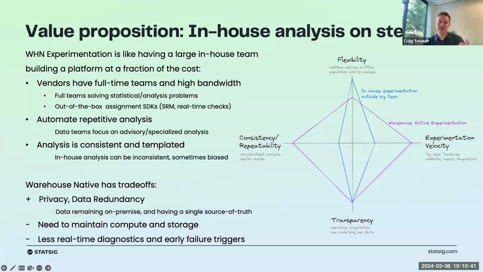In terms of the trade-offs, we've already mentioned privacy and data redundancy a little bit, but data remaining on-premise, not having to egress it, is really attractive for folks who have sensitive data or who, again, don't want to see any jitter, don't want to have to explain away gaps between their experiment results and their top line. The general downsides are you do need to maintain compute and storage. So you're the one responsible for keeping that data around on your tables.